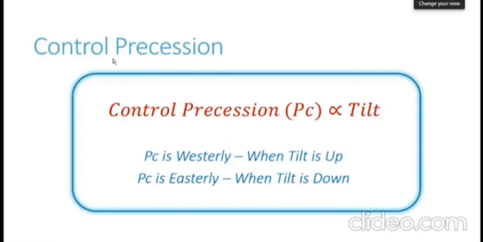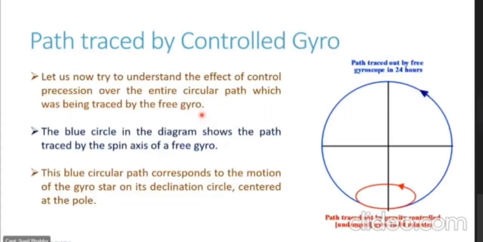So clear up to here. In the free gyro, the spin axis was following the motion of the gyro star. The spin axis was moving in a circular fashion. You can see this blue color circle in the diagram. This represents the path traced out by the spin axis of a free gyro. The center of the circle was the pole. The gyro star was moving in circles around the pole, and the spin axis was following that motion, completing one circle in one sidereal day or 24 sidereal hours.